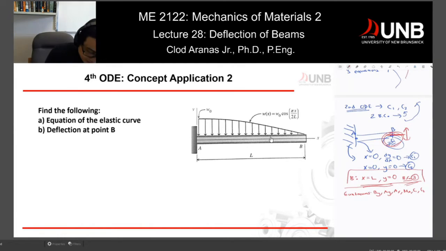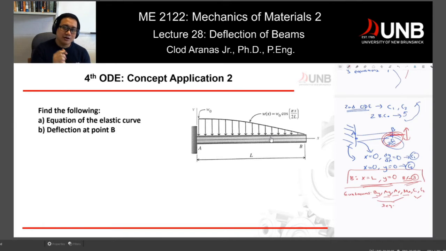Because right now the unknowns are by, ay, ax, and ma, and we can only generate 3 equations out of that. So we can only generate 3 equations here. Now for C1 and C2, conventionally, we can only use 2 boundary conditions. So 2 equations to solve C1 and C2.